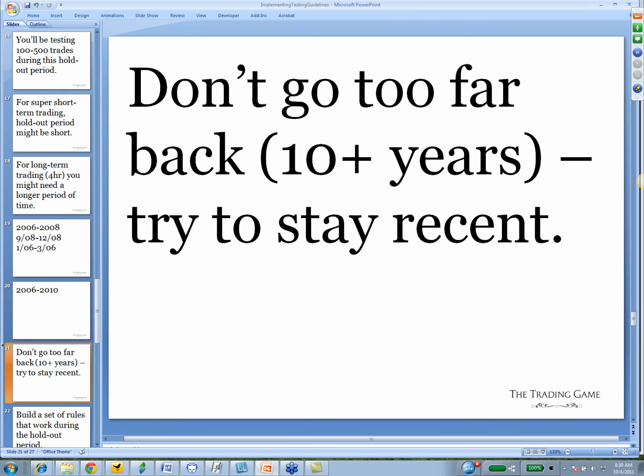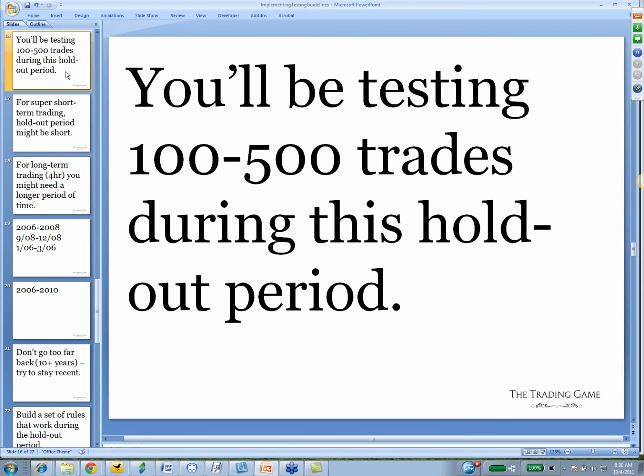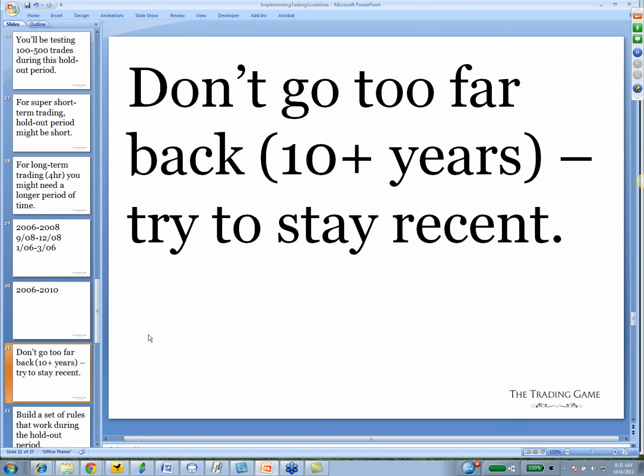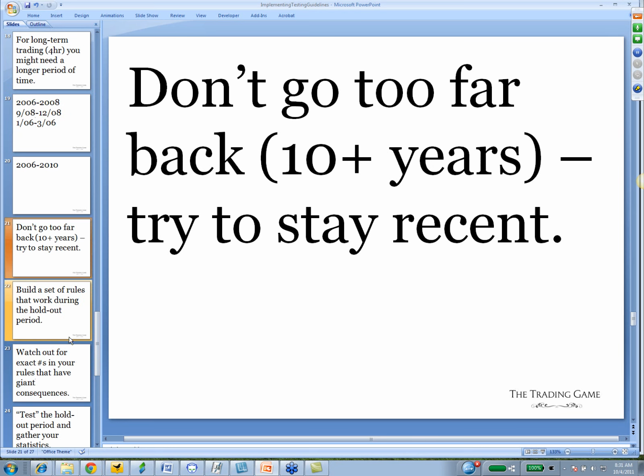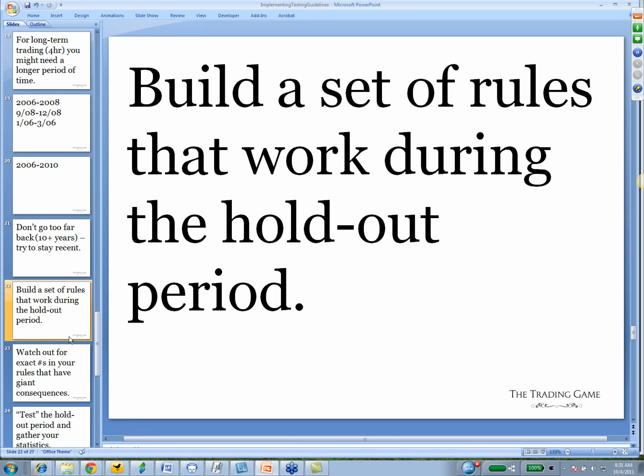Remember, you need to pick a holdout period that will allow you to test 100 to 500 trades over a wide variety of market conditions. If you're a long-term trader, your holdout period might extend 4 or 5 years. If you're a short-term trader, your holdout period might include sections of years chosen from 3 or 4 different years. Once you choose your holdout period, and you're not going back too far, you want to start the process of building a set of rules that work during the holdout period.